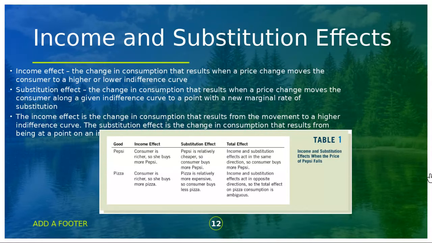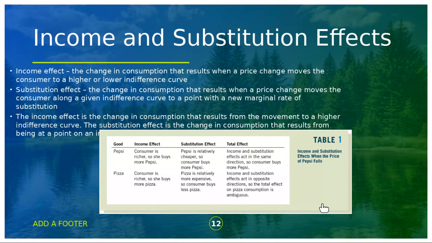So the income effect allows us to reach higher indifference curves. The substitution effect alters the position where we connect with an indifference curve. So the income effect is the change in consumption that results from the movement to a higher indifference curve, while the substitution effect is the change in consumption that results from being at a point on an indifference curve with a new marginal rate of substitution.